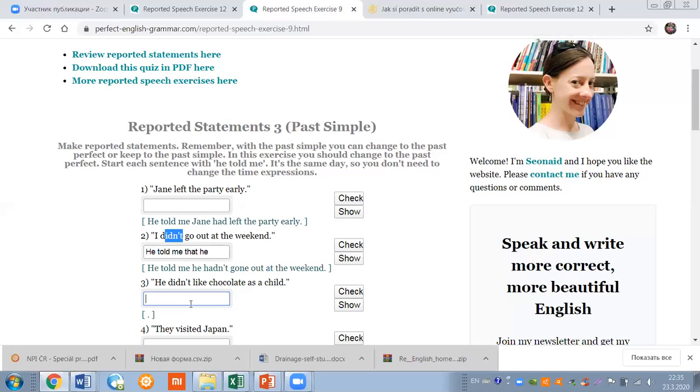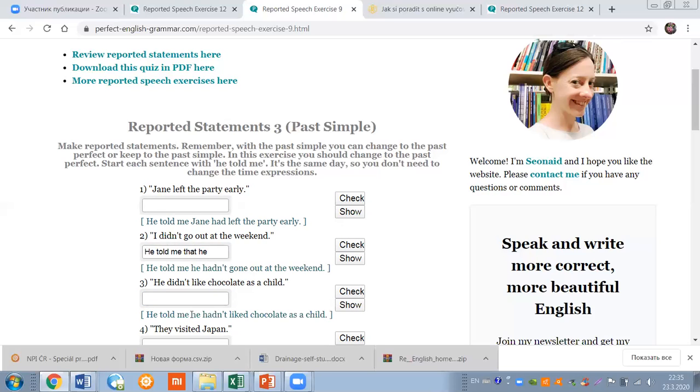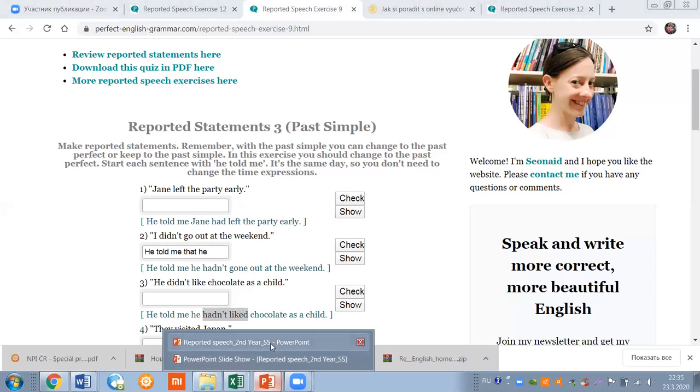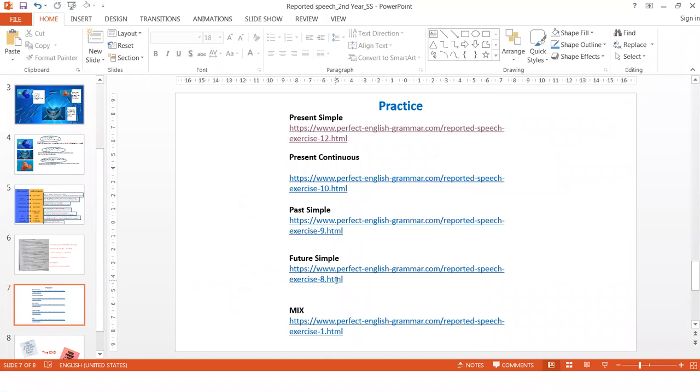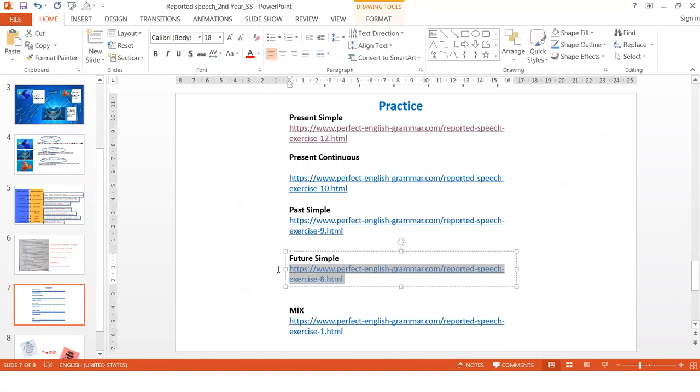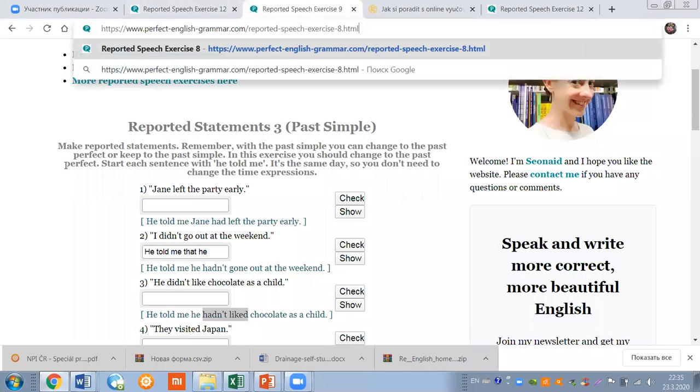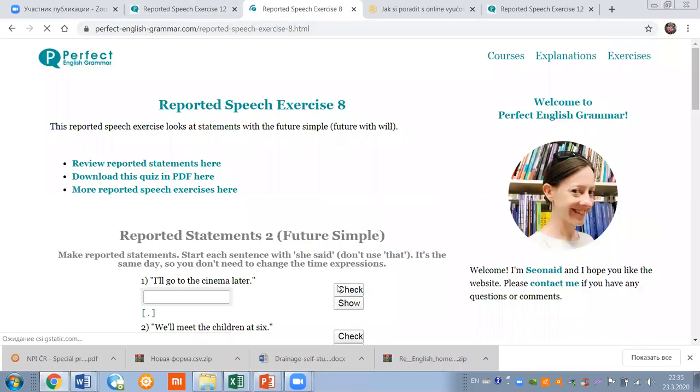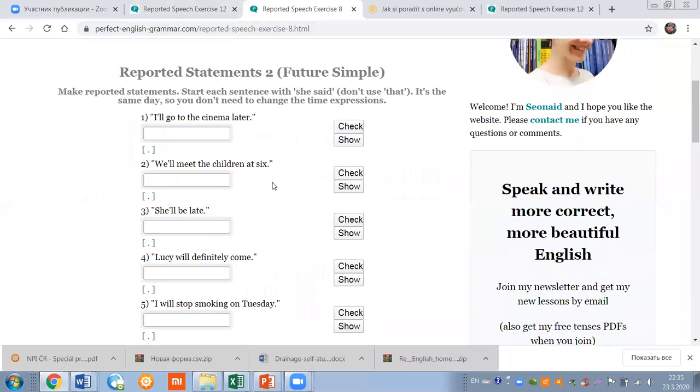And let's take one more example. He didn't like chocolate. So let's see how it works with past perfect. He told me he hadn't liked chocolate. So, and finally, it's future simple, where we will see how the sentences with "will" change according to the reported speech rule.